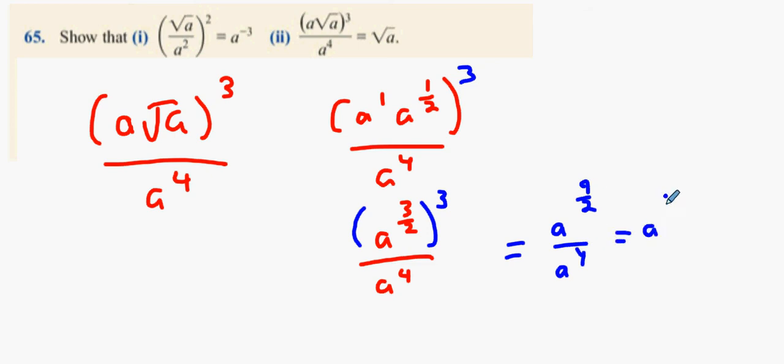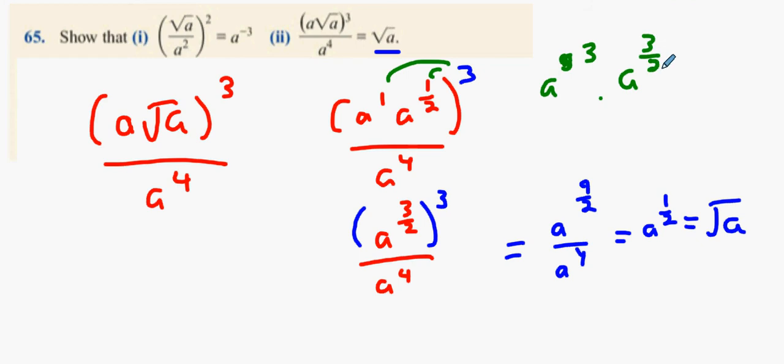What is a to the power of a half? Is the square root of a. The only thing you could have done differently was, if you take the other route, you could have multiplied in by 3 on both of them, and you could have got a to the power of 3 and a to the power of 3 over 2. And then when you add them together, you still get a to the power of 1 over 2. Same thing. Alright? Who got it?